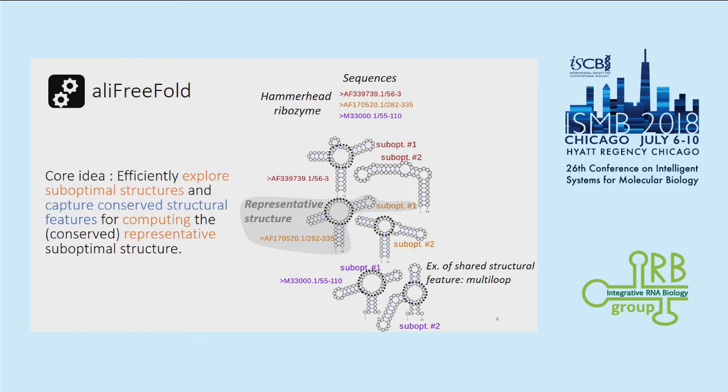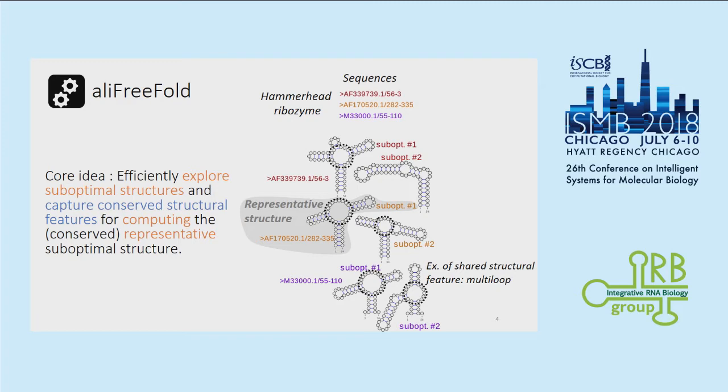Here I show you one simple example, 3 sequences from the hammerhead ribozyme family with the set here of suboptimal structures. As you can see here, the multi-loop is shared among the majority of those suboptimal structures. So we compute this information and we use this information to derive the representative structure. So basically this is the main idea of aliFreeFold.